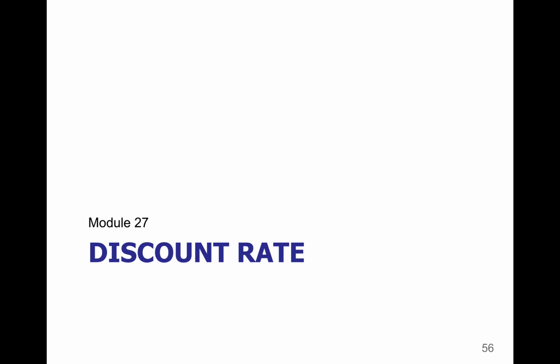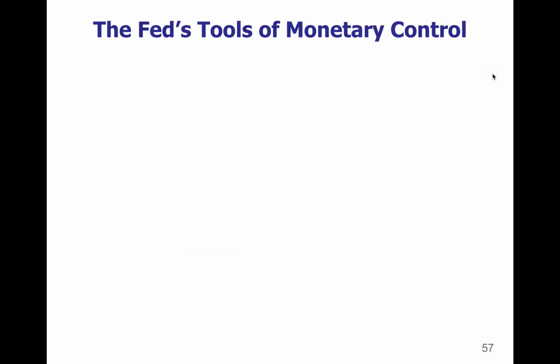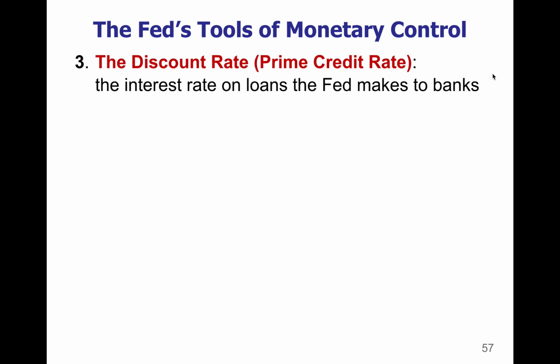This is your macroeconomics video on the discount rate. Of the three tools that we are learning that the Federal Reserve can use to affect the money supply, the discount rate is the third one. The discount rate is also sometimes referred to as the prime credit rate.